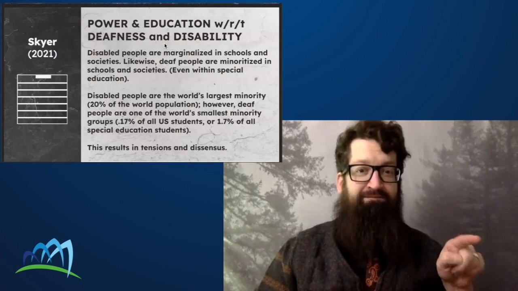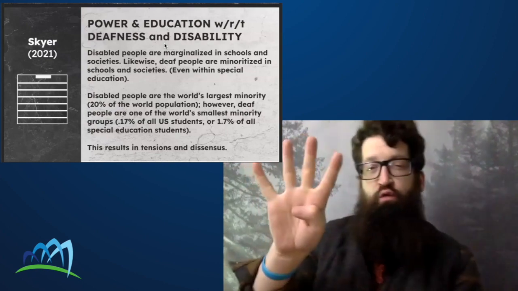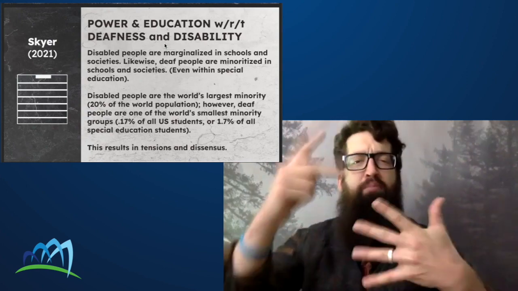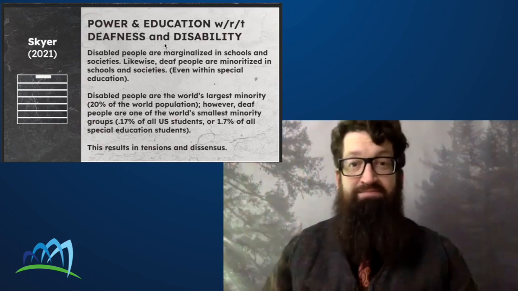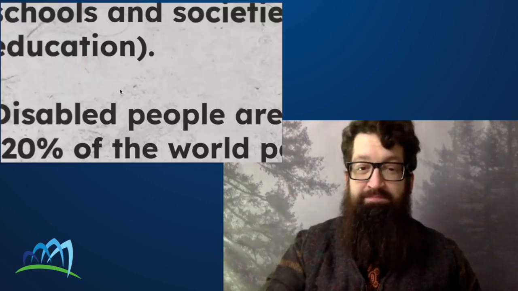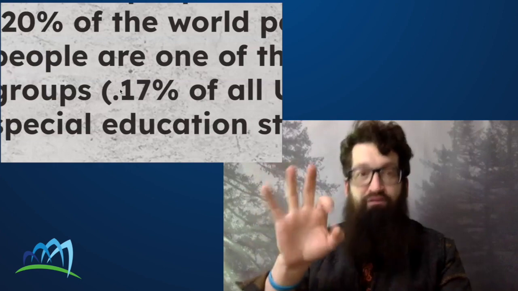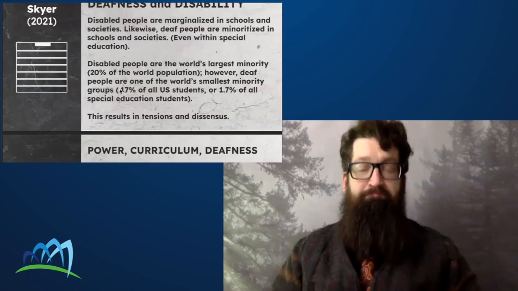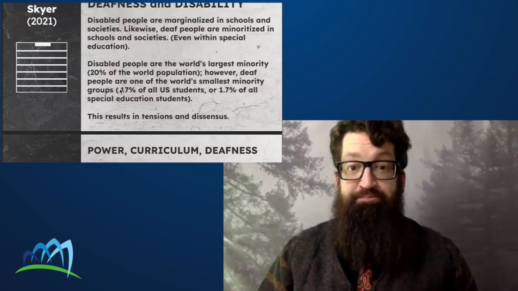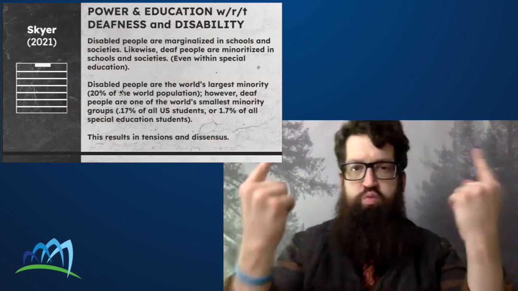That's disability. Now, if we focus on the deaf, they make up a smaller percentage, a very minuscule percentage. Of all the statistics and data that have been collected over the last 40 years around deaf education in the United States, what has been found is this: deaf students represent 0.17%. Let me show you that up close. 0.17. It is a fraction of a fraction in special education. Deaf represent only 0.17%. The results of all of this really create a hard struggle and tensions and dissensus.